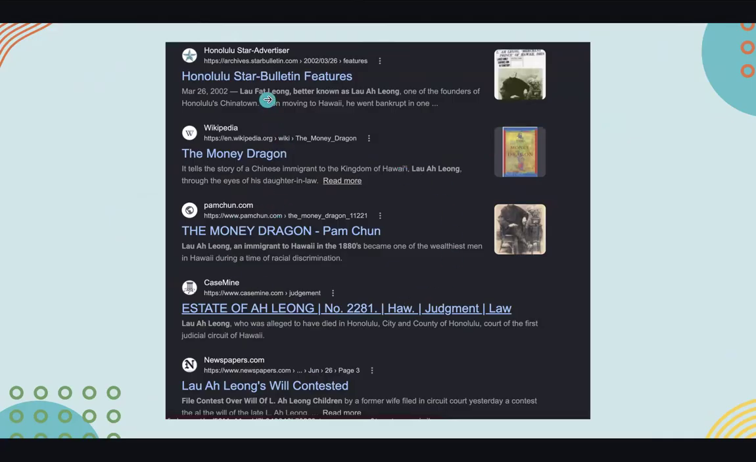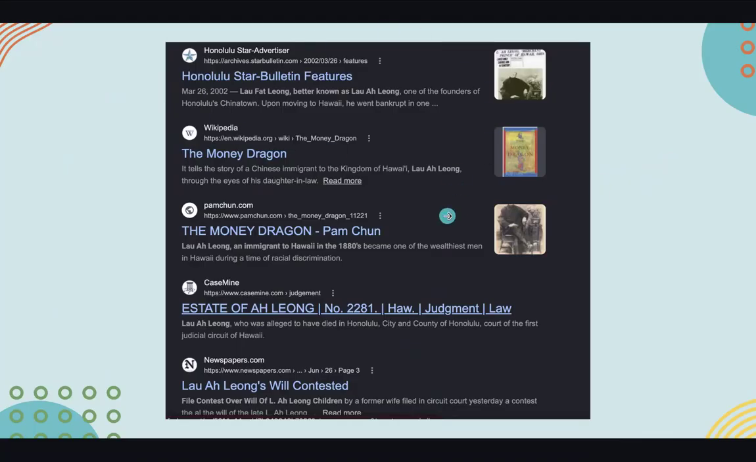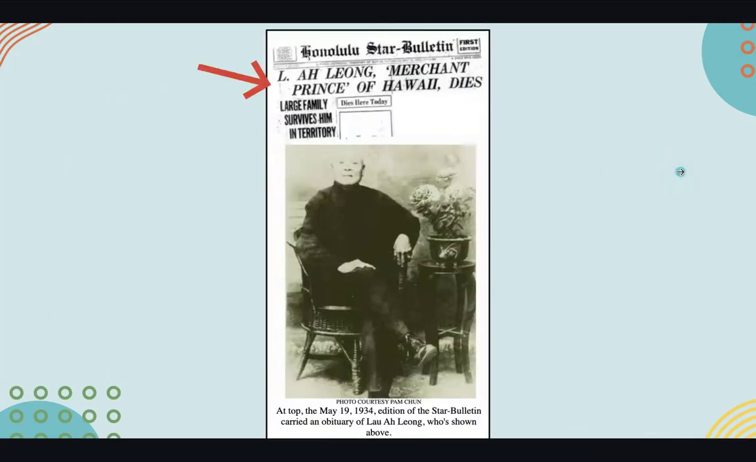We have he's noted as one of the founders of Honolulu's Chinatown, which is a pretty big deal. There's a book about him called The Money Dragon. There seems to be some court cases. A will was contested. Again, we have to confirm that this is the same person. We don't know for sure, but we're going to start to build that context.